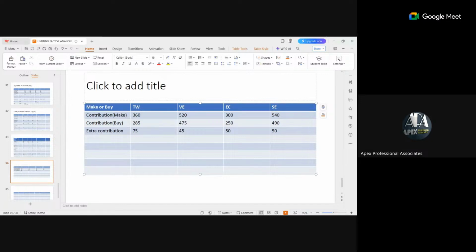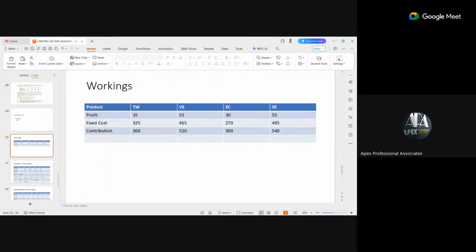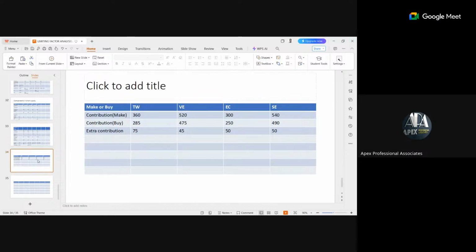So now that labor hours is still the same. Take note that labor is still restricted to 4,250 hours, but the major customer insists that the special order is completed in-house. So if the labor hour is still restricted, what are we going to do? To get the extra contribution per labor hour, what are we going to do? We divide this extra contribution by labor hours.